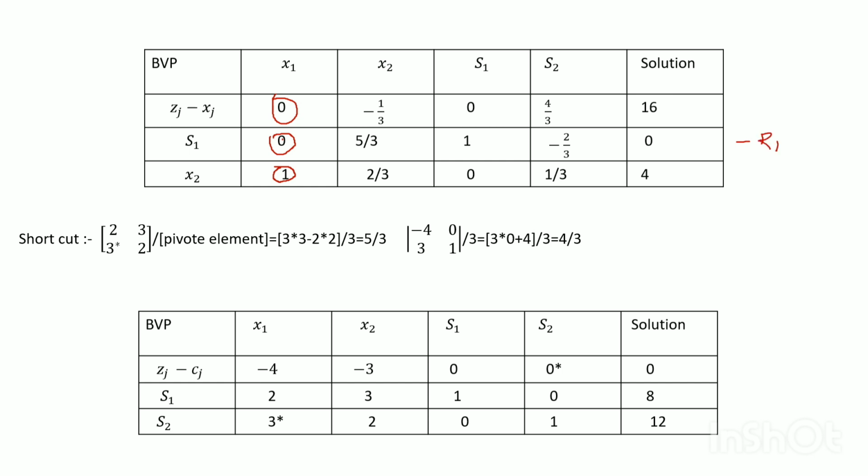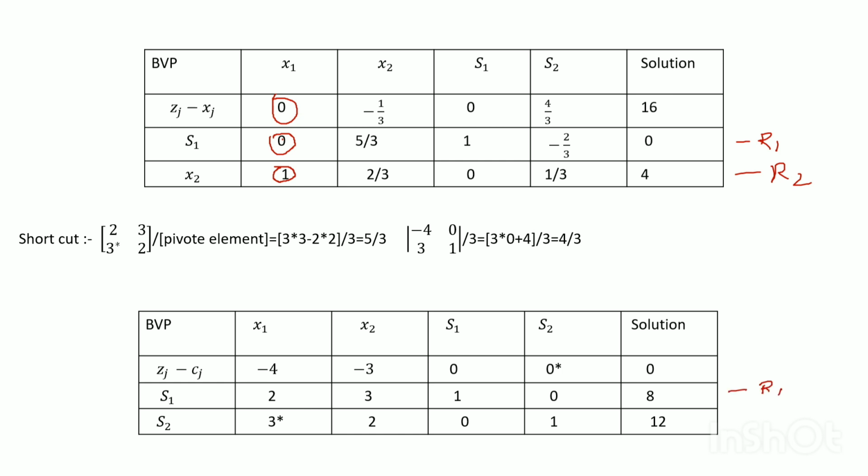How to change my element 3? Okay, 2 becomes 0, minus 4 becomes 0. From table 1 you see the two elements 2 and minus 4 become 0 and 3 becomes 1. So it is an identity matrix.